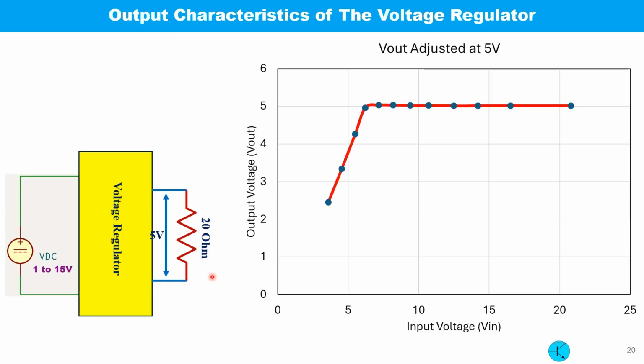This circuit was similarly tested for the output voltage regulation. You can see the output voltage remains firmly set at 5 volt despite the wide input voltage change. Higher gain of the op-amp makes it possible.